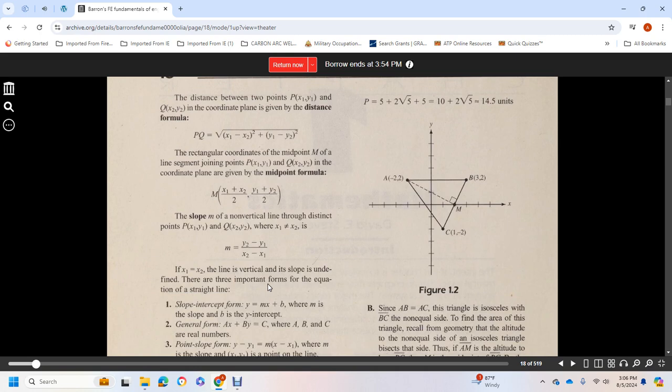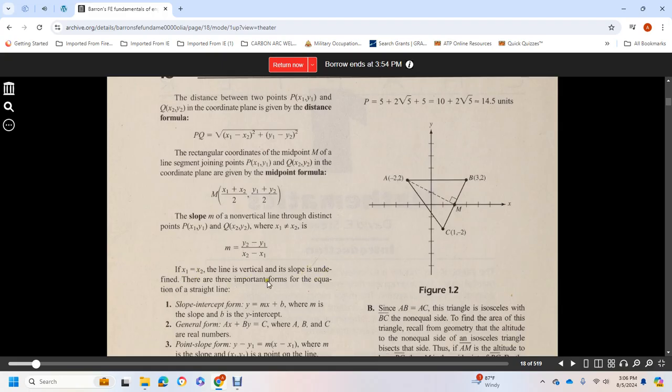The slope of the non-vertical line through P (x1, y1) and Q (x2, y2), where x1 is not equal to x2, is m equal to y2 minus y1 over x2 minus x1. If x1 is equal to x2, the line is vertical, and its slope is undefined.